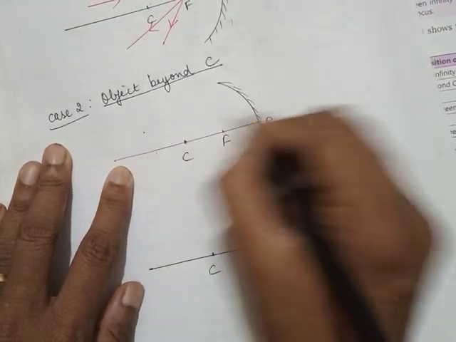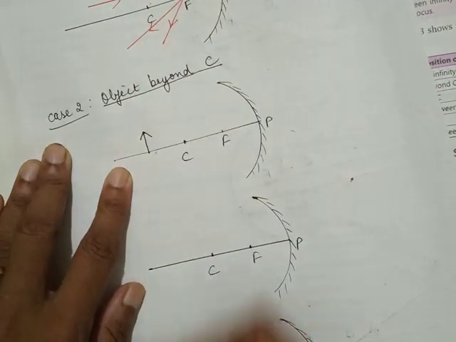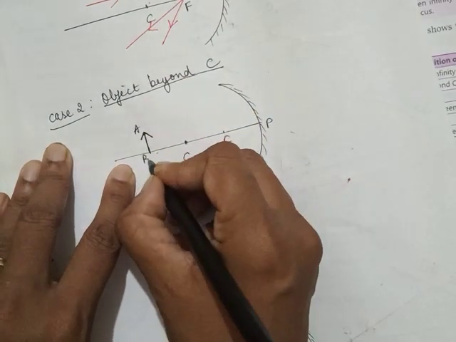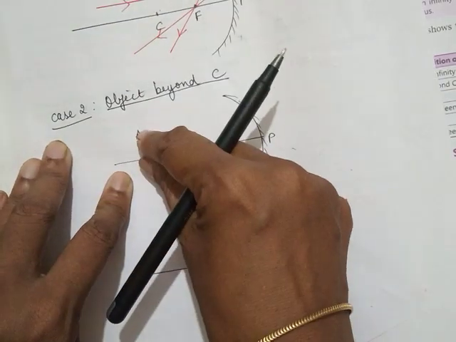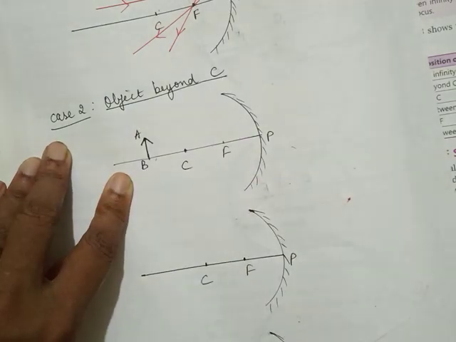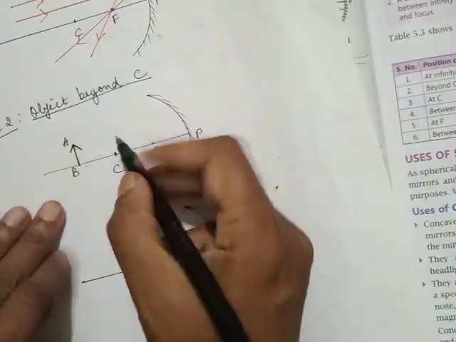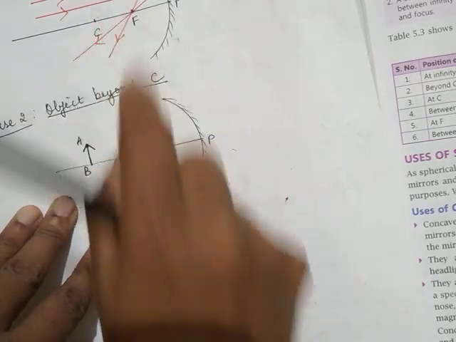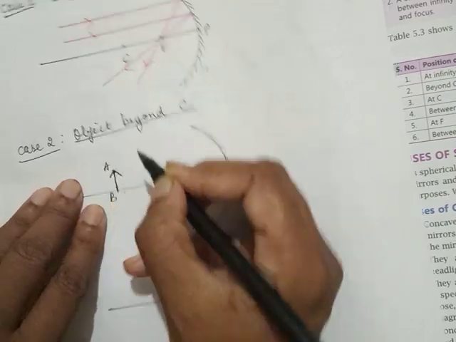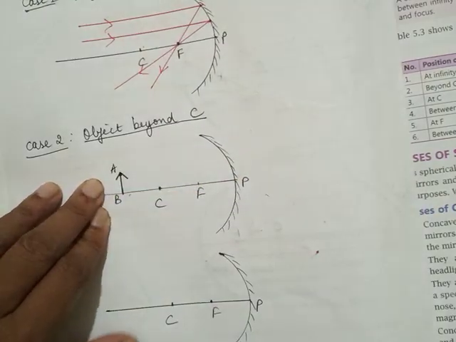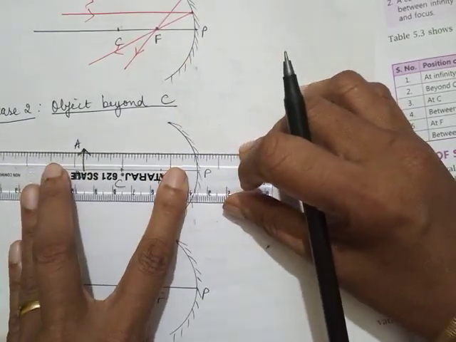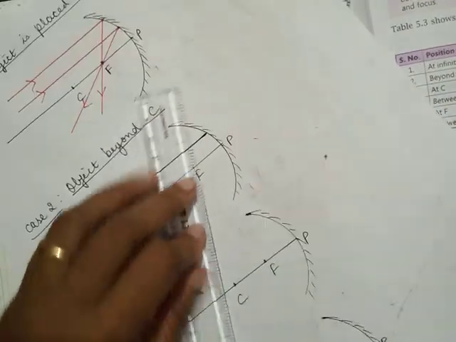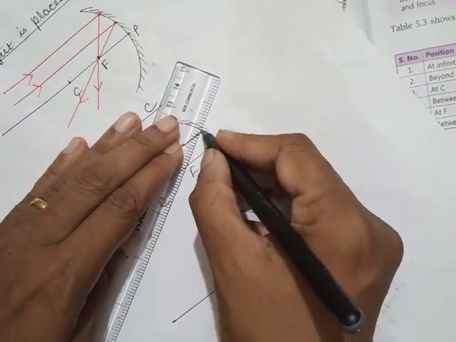For convenience sake, this is our object: a straight line with an arrowhead. Mark it as A, B. Now, as usual, to get an image we have to always draw at least 2 rays. From this point, many rays will be going. I am going to consider these 2 rays. The ray that goes parallel to the principal axis, after reflection, will go through principal focus.